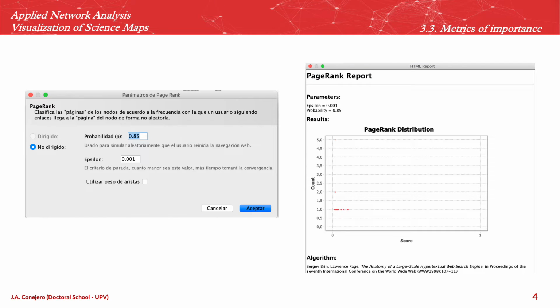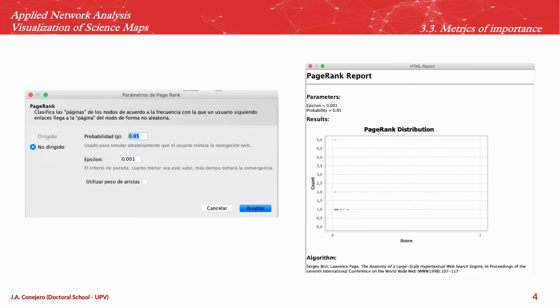So for computing this, in statistics we can use the following measures: the probability P, which is also the factor lambda that we have indicated, that can be considered close to 1. In general, it's first considered as 0.85, and the factor epsilon is a numerical factor that is used for the convergence of the algorithm for computing the PageRank. And the result that you can see here is the score.